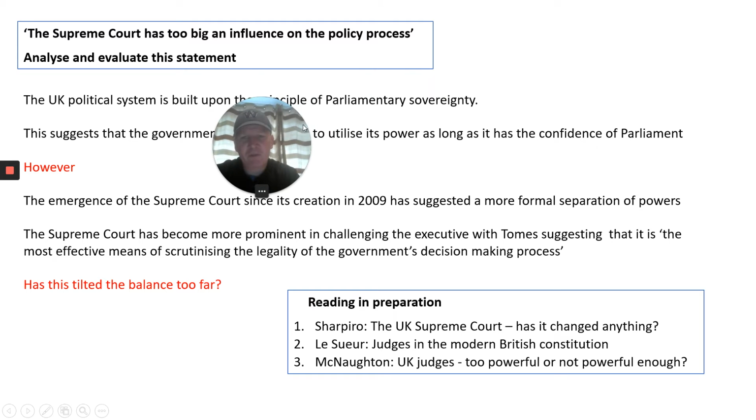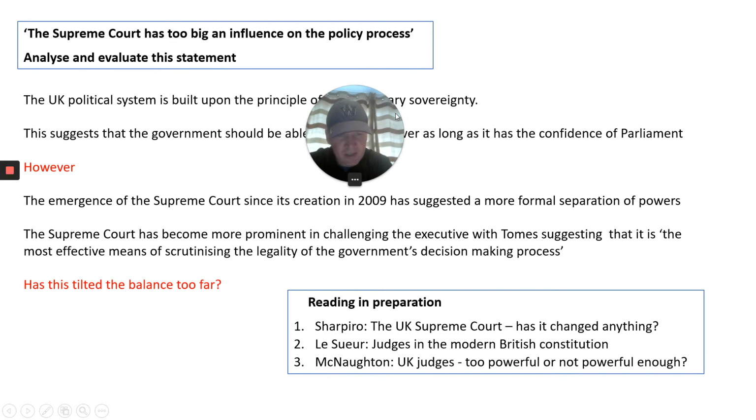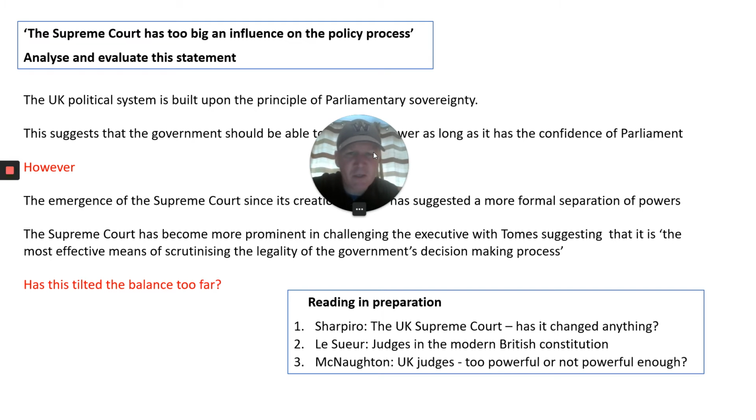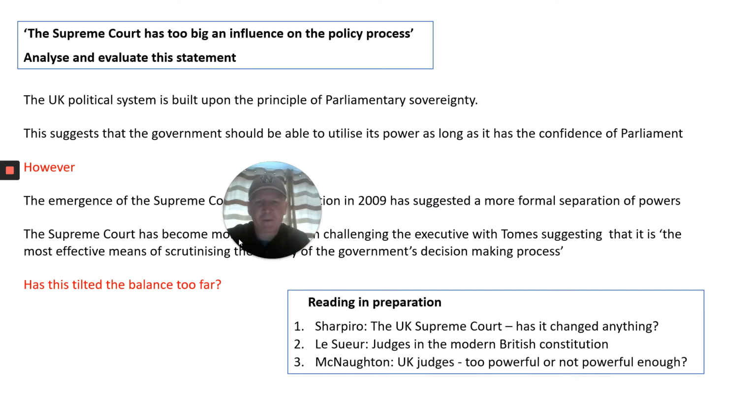However, the emergence of the Supreme Court since its creation in 2009 suggested a bit more of a formal separation of powers. The Supreme Court has become much more prominent. As we know from our reading of Le Sueur, it can now challenge the executive in a whole range of different areas, with Tom suggesting it's the most effective means of scrutinising the legality of the government's decision-making process. In fact, if you look at my Twitter feed, you'll see the article more recently about a potential legal challenge regarding the lockdown conditions, showing that perhaps now it's seen by many as a means by which they can challenge the executive much more effectively.